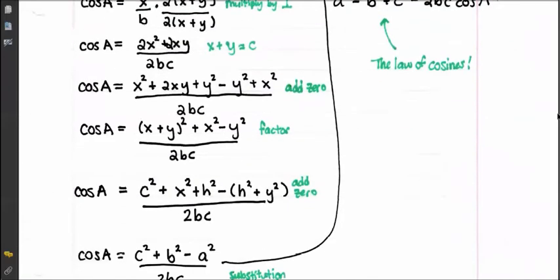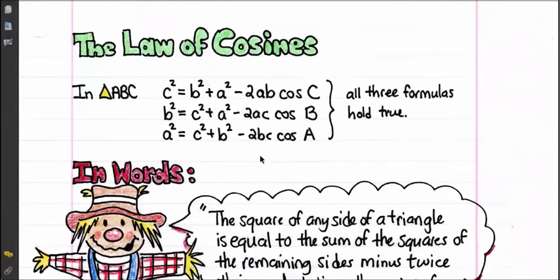But now here comes the important part. I'm going to show you how to use the law of cosines. So the law of cosines says in a triangle ABC, you can write 3 different formulas if you want. All 3 formulas hold true. You can say c squared equals b squared plus a squared minus 2 times a times b times cosine c. You could say b squared equals c squared plus a squared minus 2 times a times c times cosine b. Or you could say a squared equals c squared plus b squared minus 2 times b times c times cosine a.